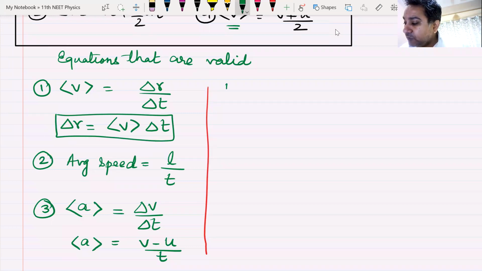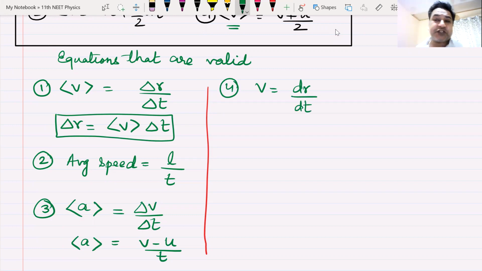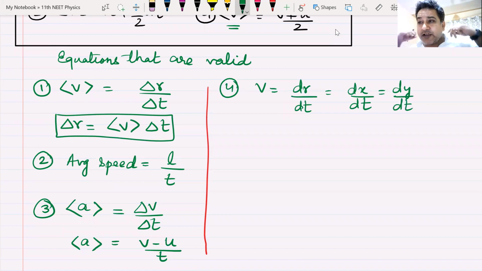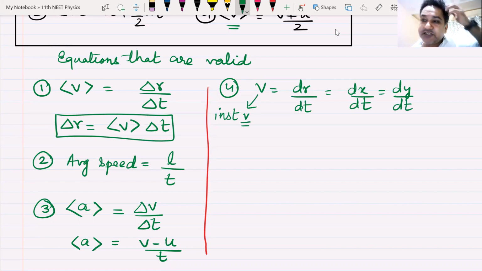Let me go on to equation number 4, which is now valid. v is equal to dr by dt. Velocity is the rate of change of position vector with time. We may write it as dx by dt if the particle is moving along the x-axis, and dy by dt if the particle is moving along the y-axis. This velocity was instantaneous velocity, which in short is known as velocity, the velocity at any given instant. Can I have some raised hands that we understand this?